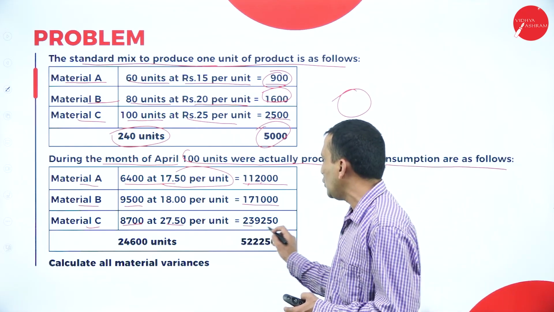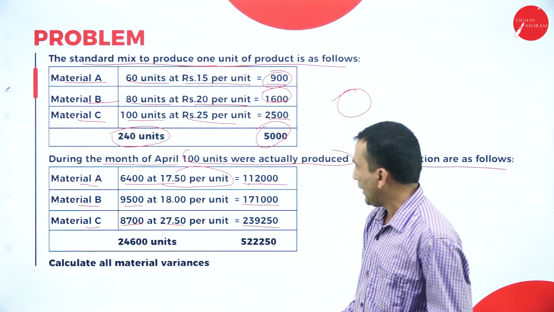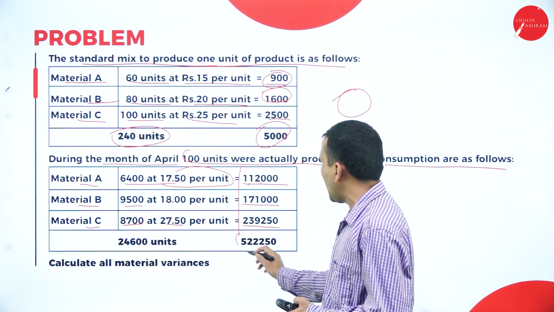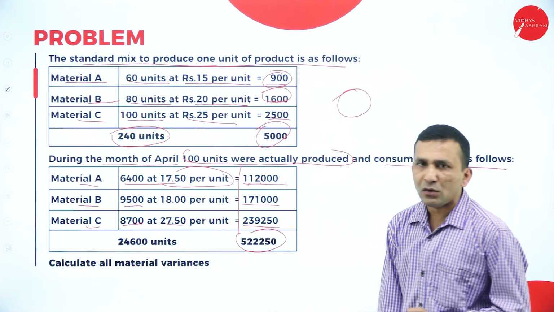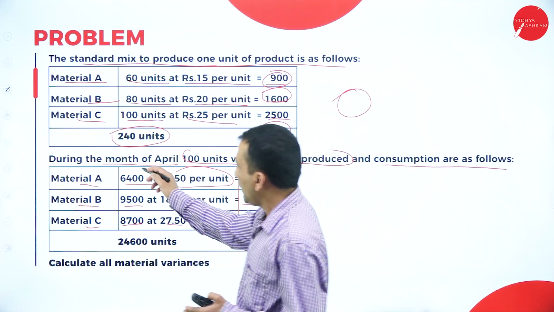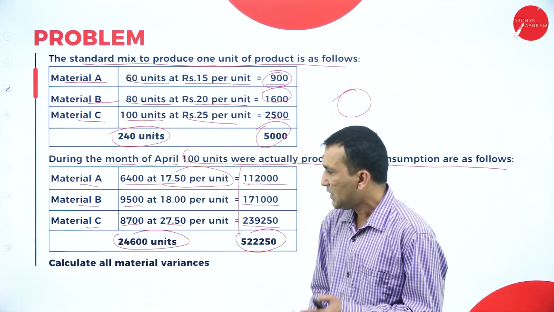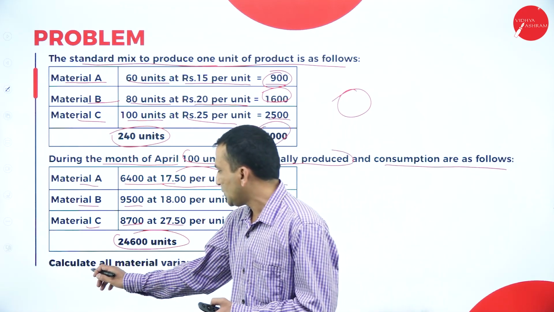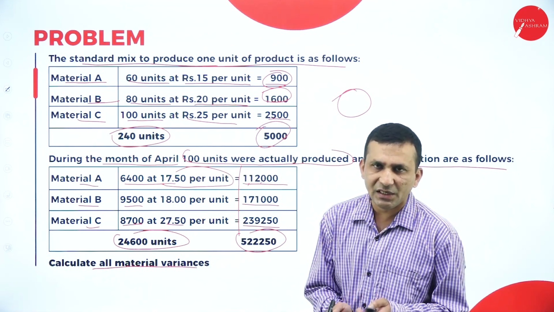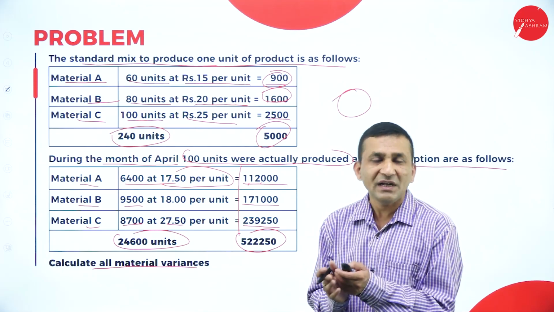If you multiply, 2,39,250 we are getting. So the total amount we are getting here is 5,22,250. The total units of materials we are using as inputs is 24,600. They ask you to calculate all the material variances, everything related to material variance.